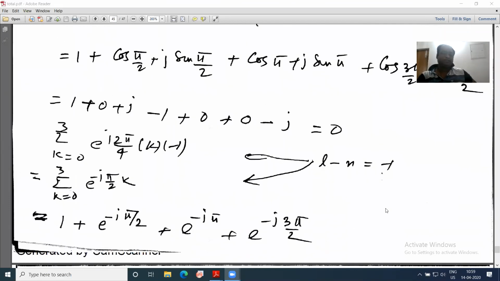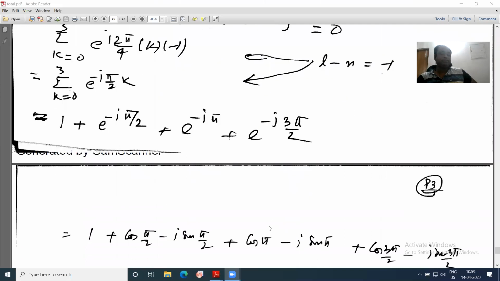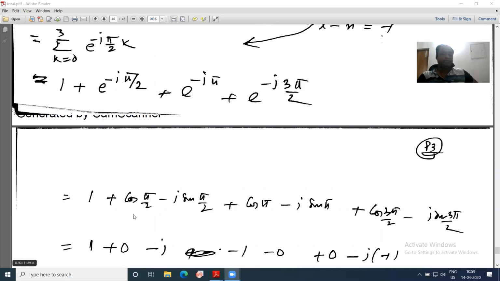What will happen when L minus n equal to minus 1? Now the sum for k equal to 0 to 3 of e to the power j 2 pi by 4 k into minus 1, that is e to the power minus j pi by 2 k. Substitute k equal to 0, this is 1, k equal to 1, e power minus j pi by 2, k equal to 2, e power minus j pi, and k equal to 3, e power minus j 3 pi by 2. Then 1 plus cos pi by 2 minus j sin pi by 2, cos pi minus j sin pi, cos 3 pi by 2 minus j sin 3 pi by 2.